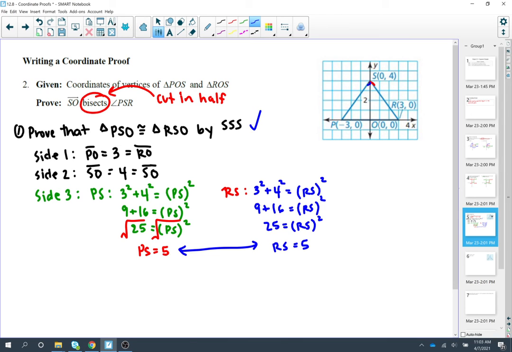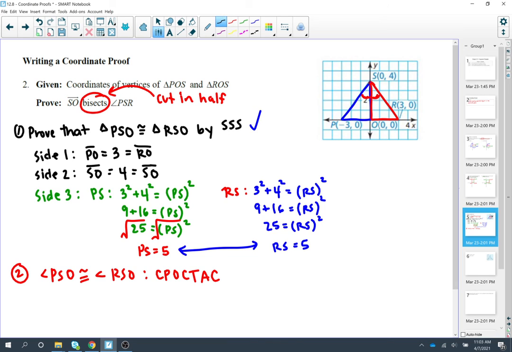So if we have this guy over here congruent to this guy over here, then I know, so step 2, that all of their angles are also congruent. So I can say now that angle PSO is congruent to angle RSO because corresponding parts of congruent triangles are congruent. Remember, that's what that big thing stands for?